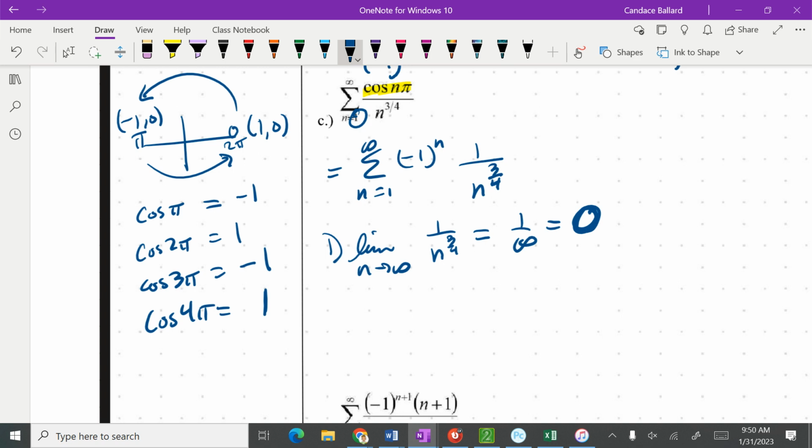Okay. Step 2 is make sure my terms are decreasing. When I put a 1 in this denominator, what do I get out of it? 1. So I know my first term is 1. My second term would be 1 over 2 to the 3/4 power. And then I'd have 1 over 3 to the 3/4 power. And then I'd have 1 over 4 to the 3/4 power, and so on. I'm not sure I understand if those are decreasing. I know they're decreasing if the denominator keeps getting bigger, right? Because the bigger the denominator, the smaller the number.